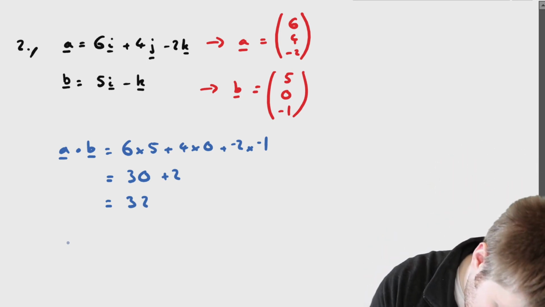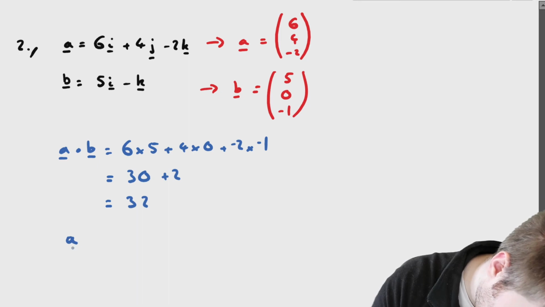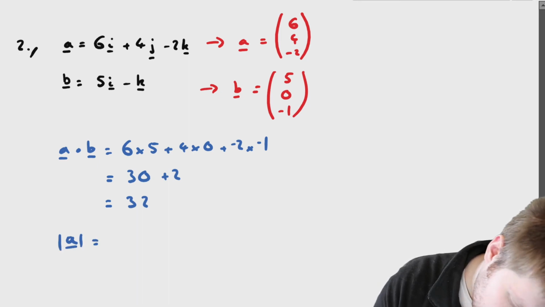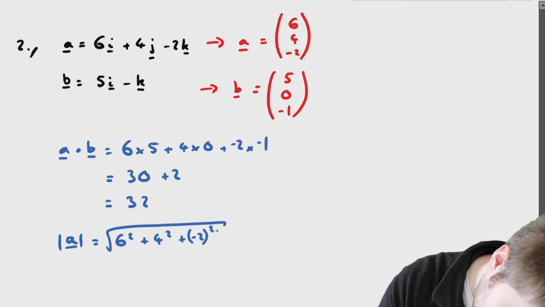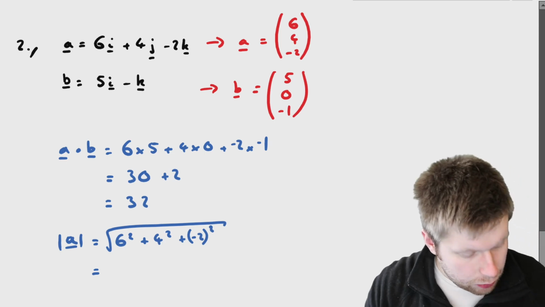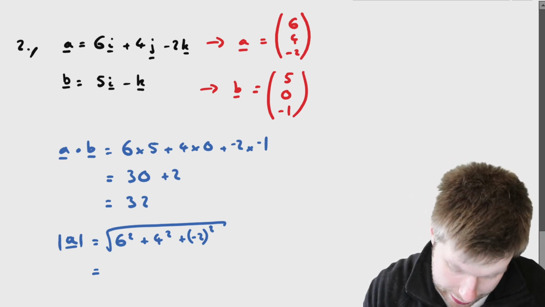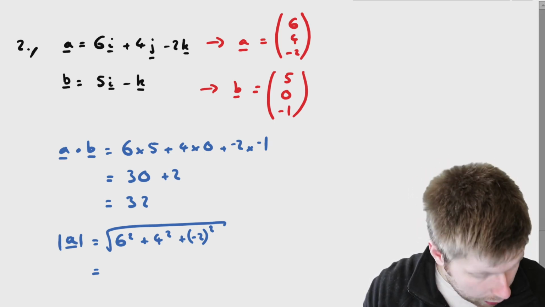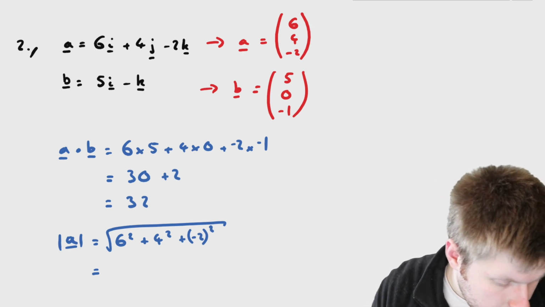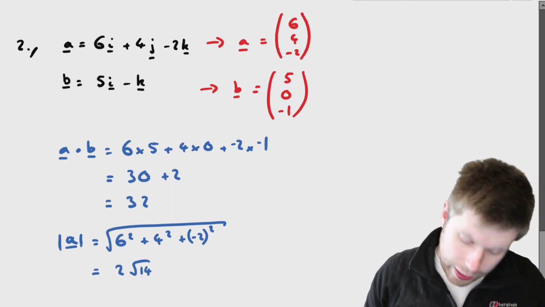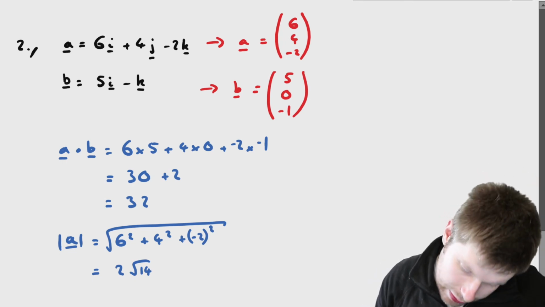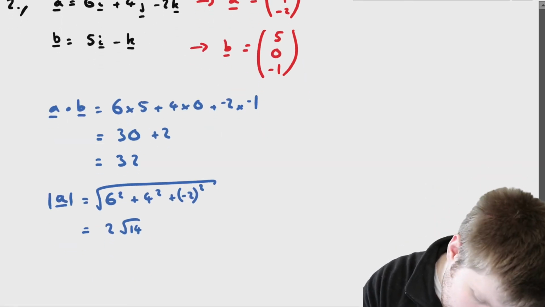Well, I've not quite finished with the pieces of the puzzle, so I need first of all the length of A. The length of A is just going to be the square root of 6 squared plus 4 squared plus -2 all squared. So what's this equal to? Well, it's going to be equal to the square root of 36 plus 16 plus 4. So that's going to be equal to the square root of 56, or 2 root 14. Sorry, square root of 56, I meant.